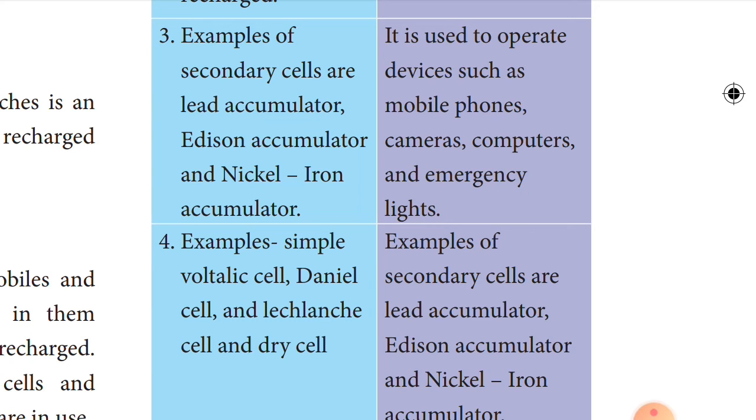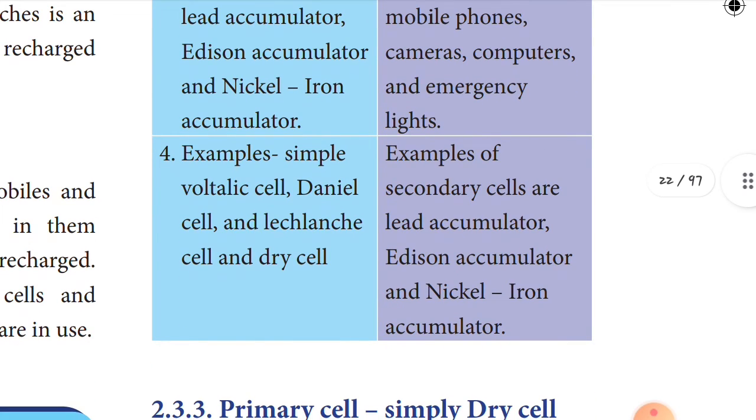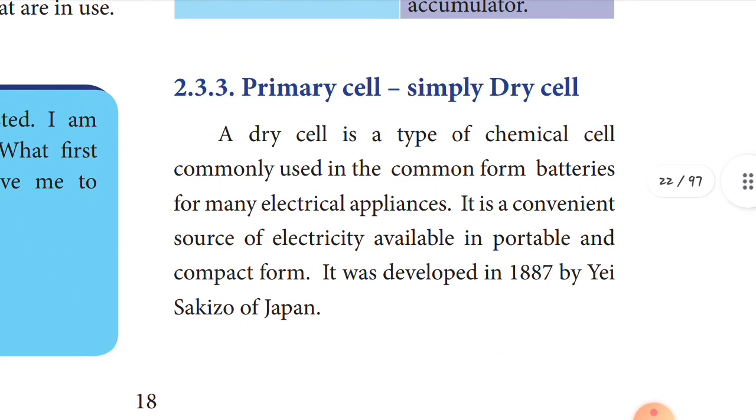So children, we are using voltaic cell, Daniel cell, Leclanche cell, and dry cells only for what? Above 9th standard, 10th standard, and 11th and 12th only. For practicals we are using the Daniel cell, voltaic cell and Leclanche cell, children. Just understand these types of cells. These are examples of primary cells. Examples of secondary cells are lead accumulator, Edison accumulator and nickel iron accumulator. This is clear to you, children? Yeah. So now let's move to the important 5 mark question.